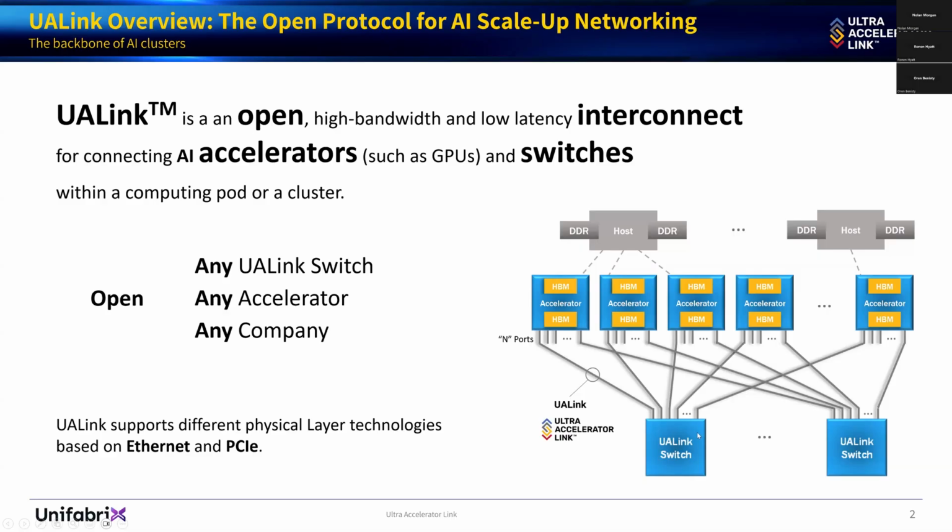So one important aspect about UALink is that it is open. It enables you to use any UALink switch and any accelerator from any company. It's an open standard, and this is the reason it enables multi-vendor innovation, which is so important in such a large ecosystem. UALink supports different physical layers. One physical layer is based on Ethernet using 200G serials, and there is another variant which is based on PCIe running at 128 gigatransactions per second. So both are supported.